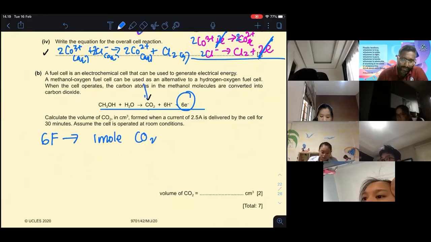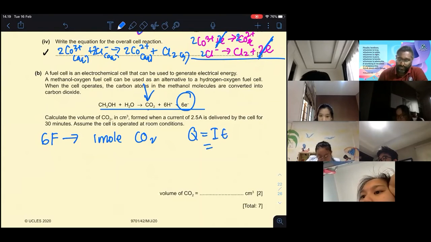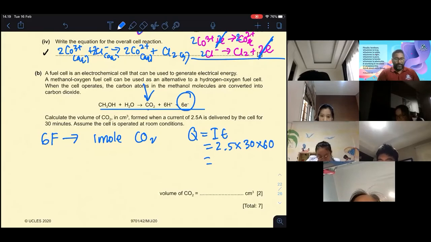You look at this. We are looking for the CO2. So 6 Faraday is going to be for 1 mole. So first we find Q equals IT. The current is 2.5. The T must be in seconds, 30 times 60. You can calculate also. I'll calculate for you. So 2.5 times 30 times 60, that is 4,500 coulombs. This is going to be the coulombs that you have.